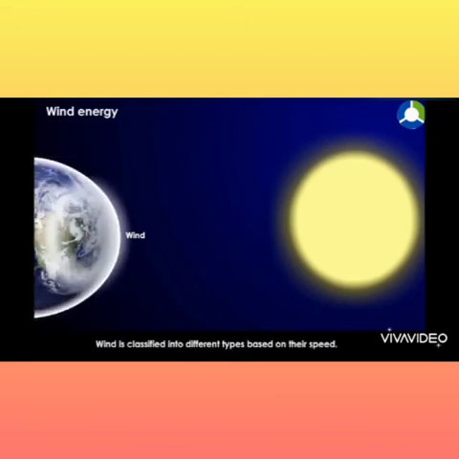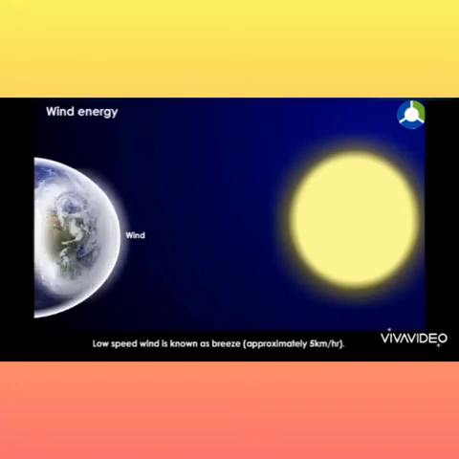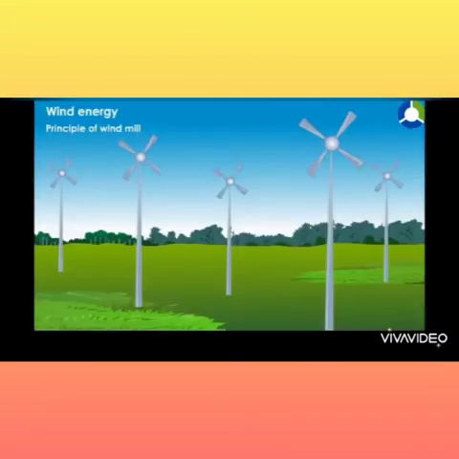Wind is classified into different types based on their speed. Low speed wind is known as breeze, approximately 5 km per hour. High speed wind is storm. The speed of a tornado is approximately 800 km per hour. Wind is a renewable source of energy which can be reused.